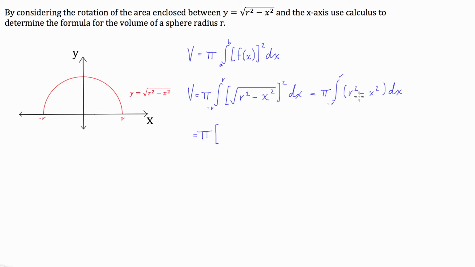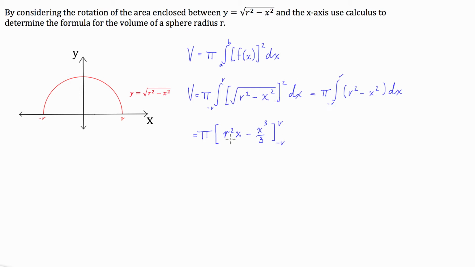The anti-derivative of r squared with respect to x is just going to be r squared x, and we're going to be taking away the anti-derivative of x squared, which is x cubed over 3. And we have to evaluate that between negative r and r.